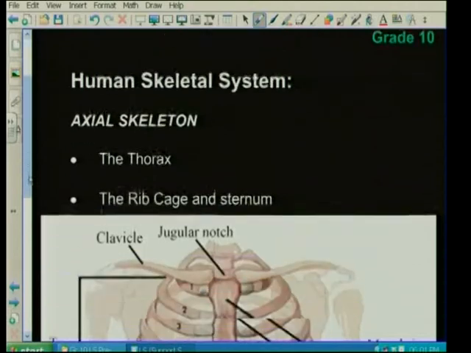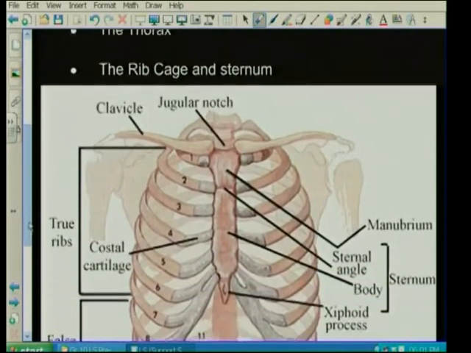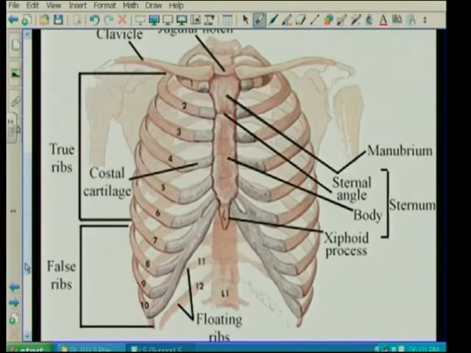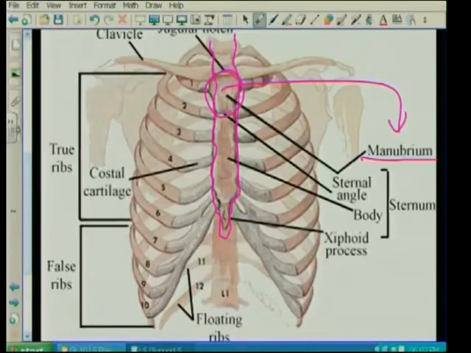We then move still with the axial skeleton and the thorax, and in the thorax we find two important structures, the rib cage and the sternum. And this diagram shows you very clearly the sternum, this area here, that's the sternum. And you'll notice that the sternum is made up of three major areas. The top area here is called the manubrium. Big new word, manubrium. And then this area here is called the body.